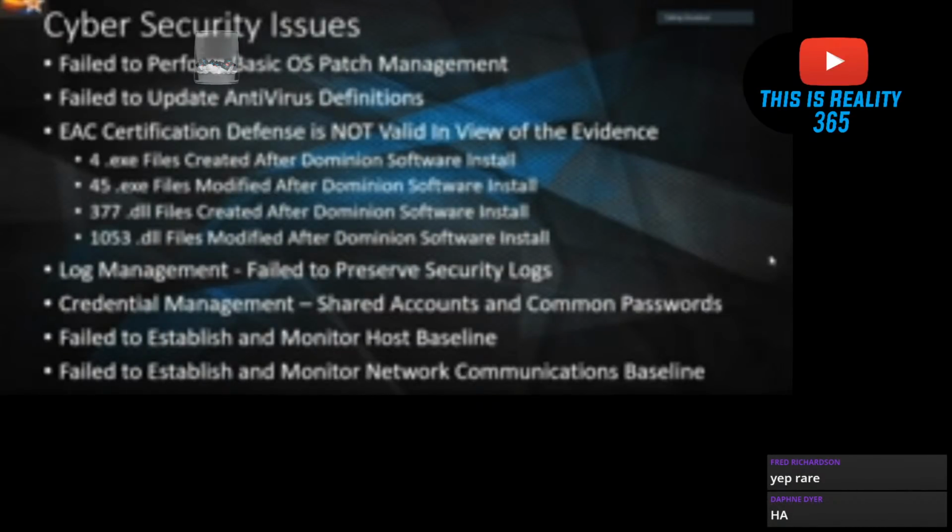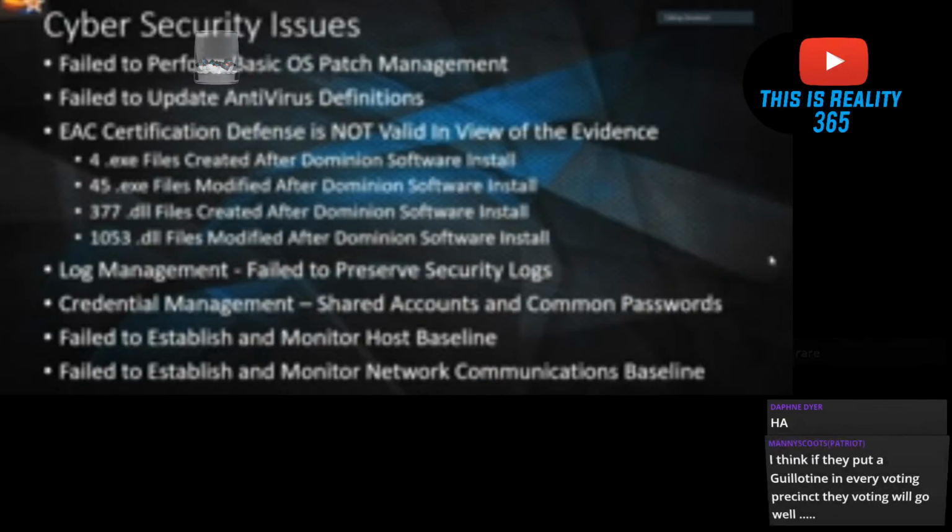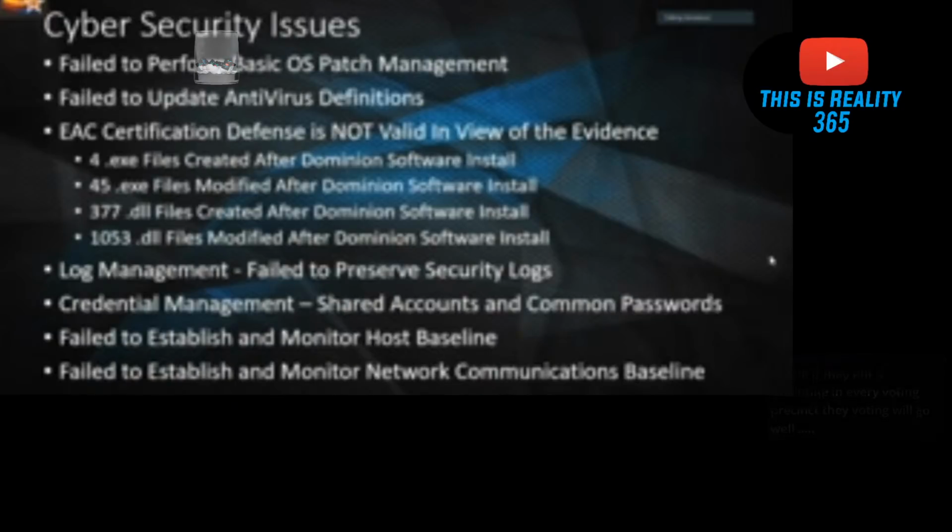If that is true, then that would mean that no new executable files and no new dynamic link libraries could be created or modified on that system after the date of the software installation.